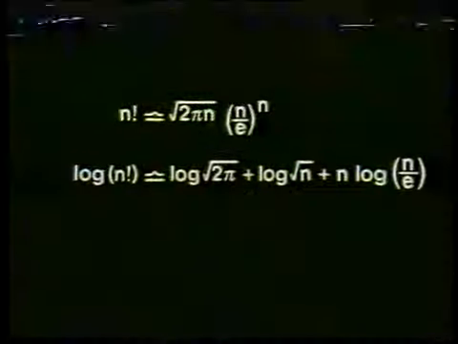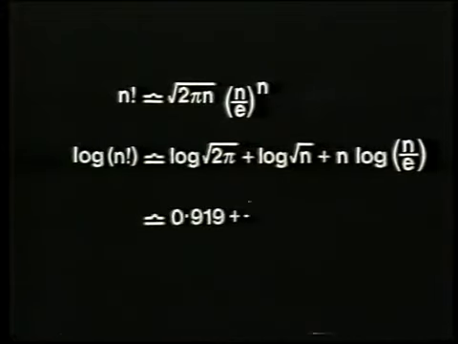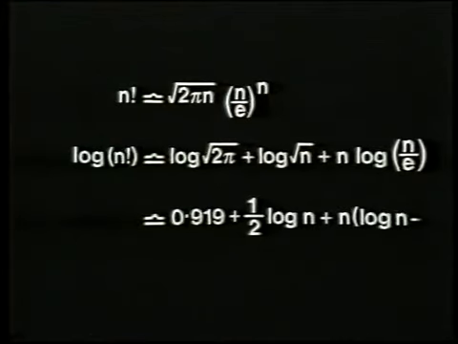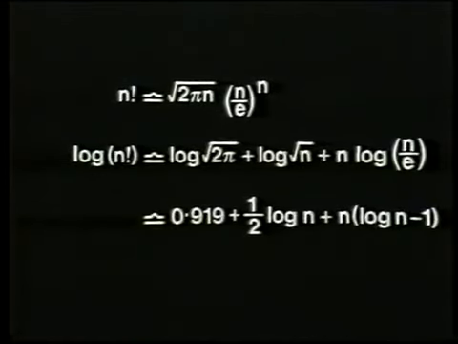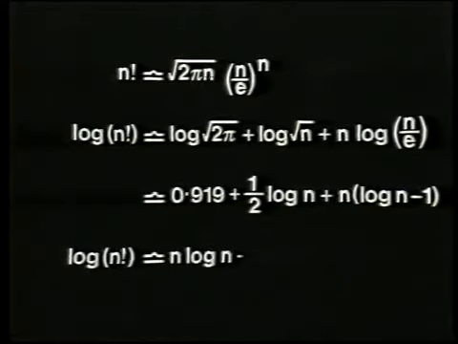Well, the first of these terms is about 0.919, and the second is a half log n, and the third one is n times (log n minus 1). Now, the first two of these terms are very small compared with the last one, so we're going to ignore them. What does that give us? Log of n factorial is approximately n log n minus n.